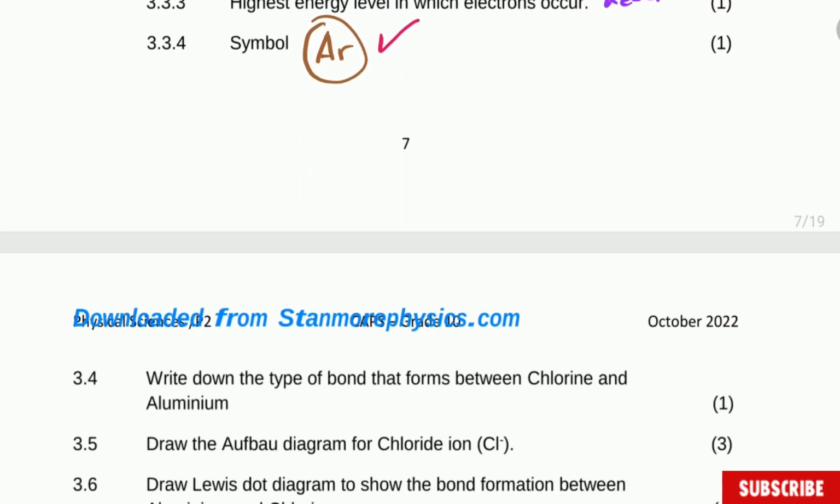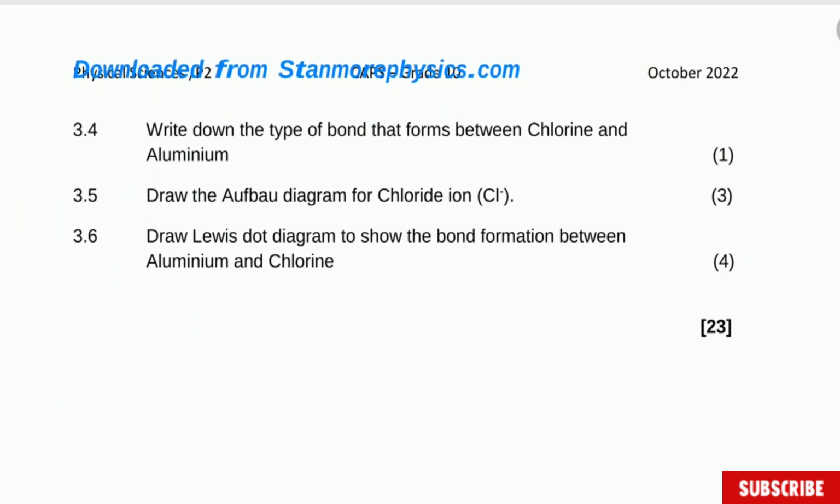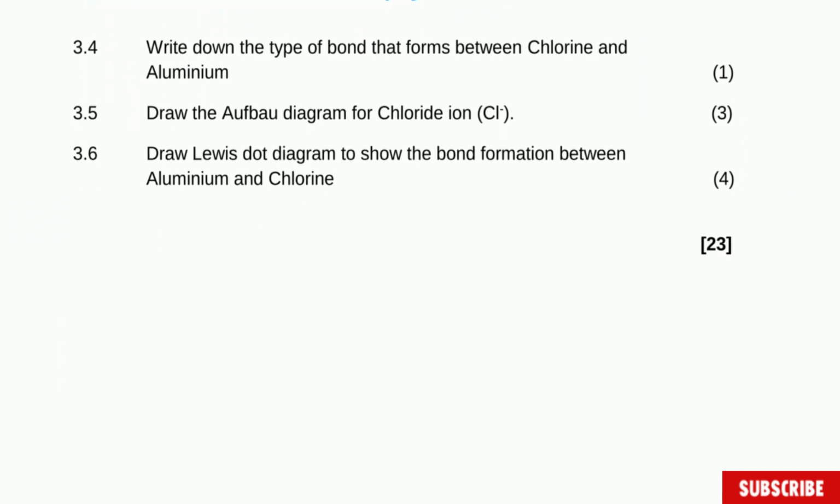Okay, so let's go to the next one. Write down the type of bond that forms between chlorine and aluminium. Important here. Very, very important. We have a combination between a non-metal and a metal. Guys, that one will give us an ionic bond. Ionic bond. You have to remember that.